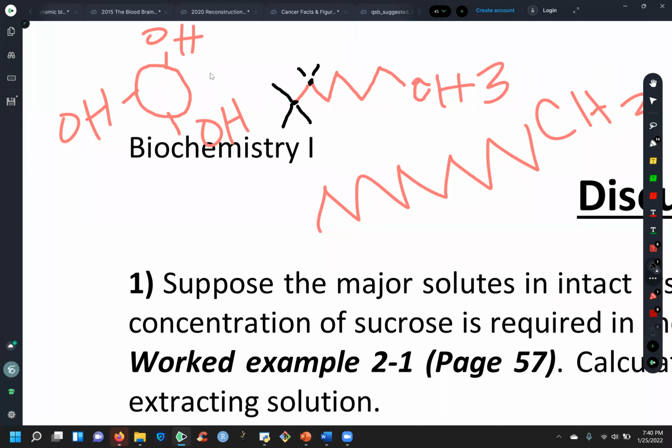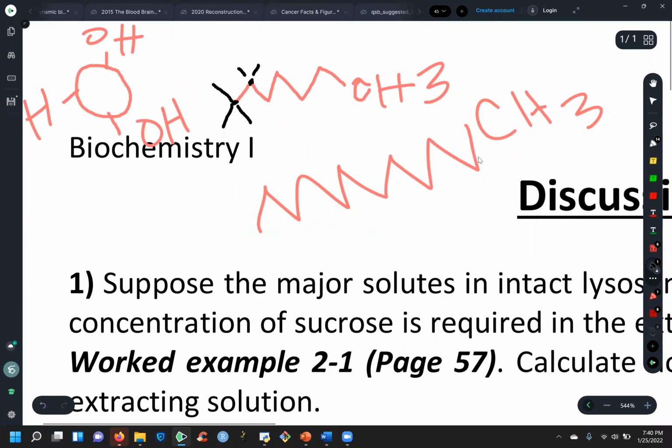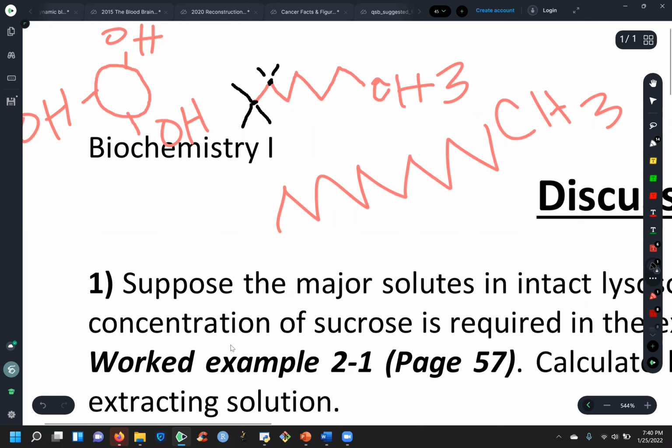So basically this molecule right here would dissolve in water the most. And then these guys will not dissolve in water. Okay, so out of all these 3 molecules, which one would be the least hydrophilic? Yeah, the one with the oxygens. Yes, good job.